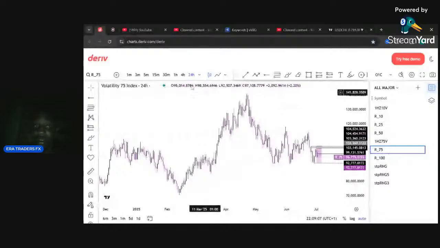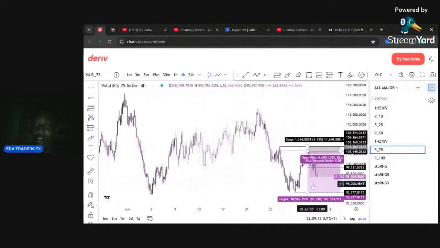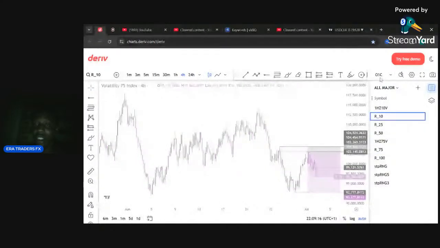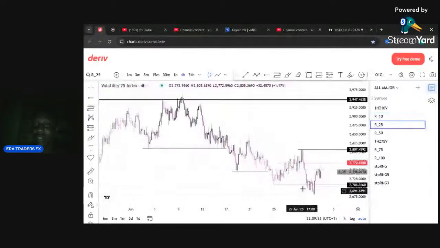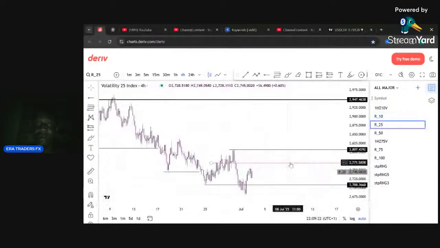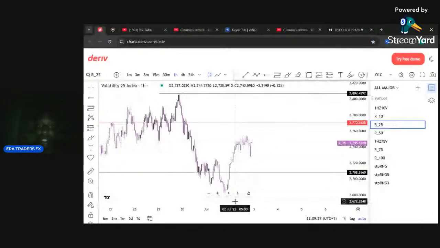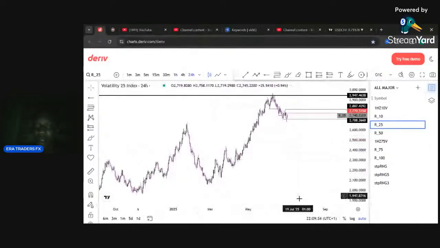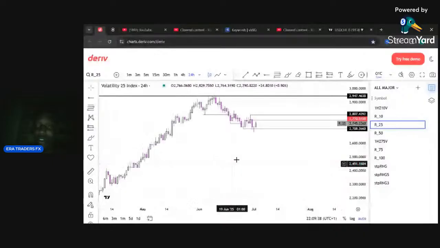V75 dropping. Yeah, almost at TP. And V10, we just did V10 again, and V25 we're waiting for this entry. No, I'm not going to the 1 hour time frame. Okay, we're waiting for a break of structure. That's why you must check for a break of structure.